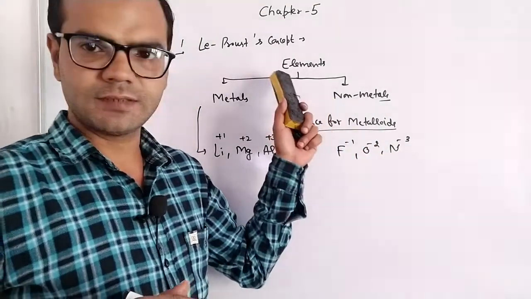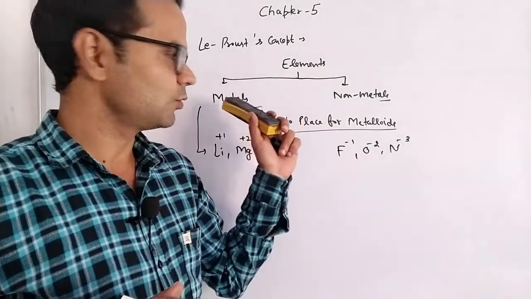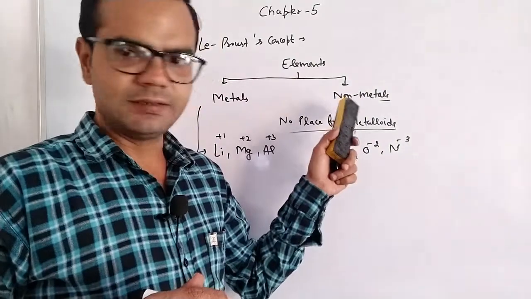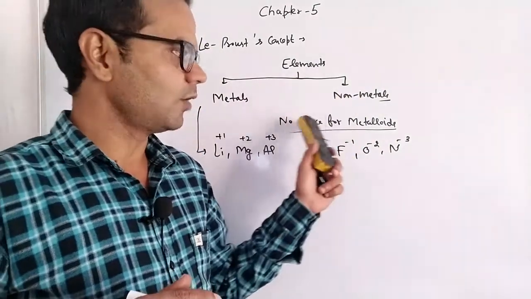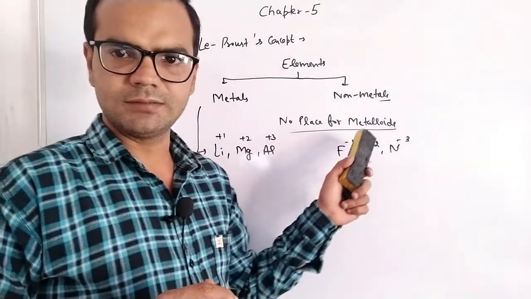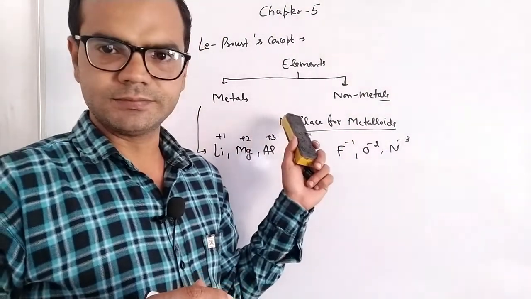So it was the first attempt, dividing elements into two subcategories, metals and non-metals, but it has limitations. Limitation: no place for metalloids. Second, all metals and all non-metals can't be studied under one category.